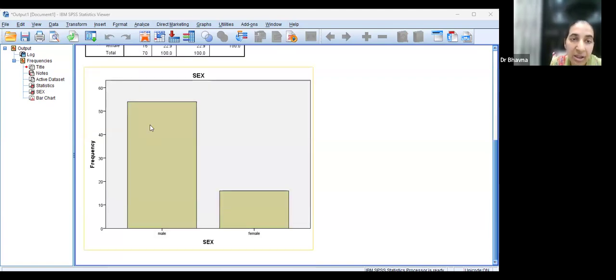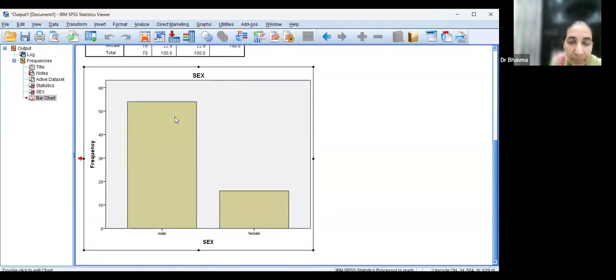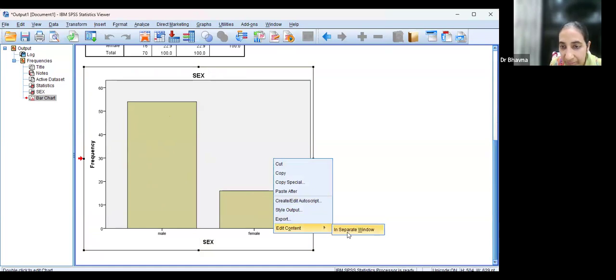Now, what has it done? We clicked on frequency while we were drawing the chart. It has made a simple bar diagram for you, telling you that males were 54. Look at 54 here. And then 16 here. Now, what if I want to label it? What do I do? I go to edit content in separate window.